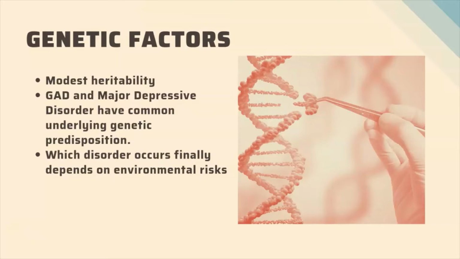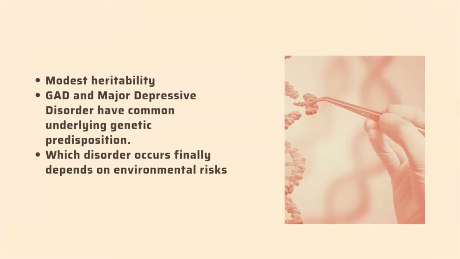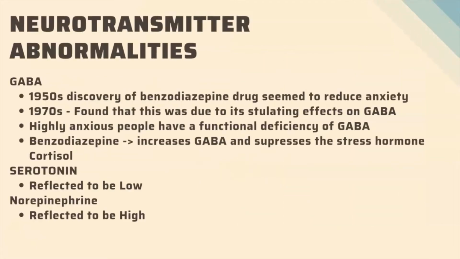However, they say that the genes responsible for GAD and major depressive disorder seem to be common. One such gene is the serotonin transporter gene. Like we know, when there is a deficiency in the serotonin levels caused by this particular serotonin transporter gene, we notice that the person may have anxiety or depression depending on the environmental factors. Now we're moving on to the next factor, which is neurotransmitter abnormalities.